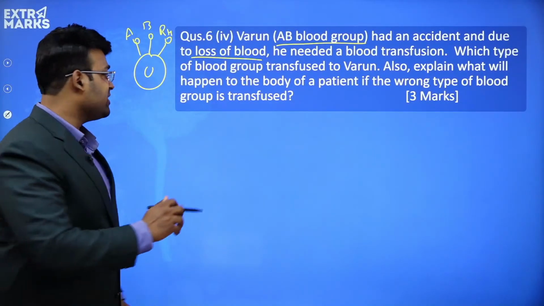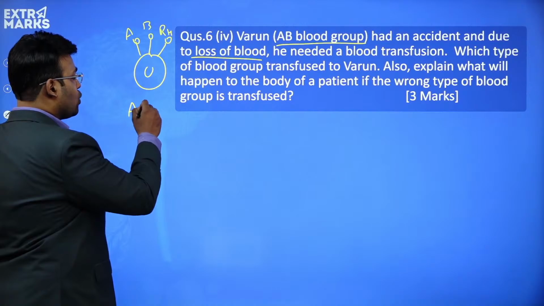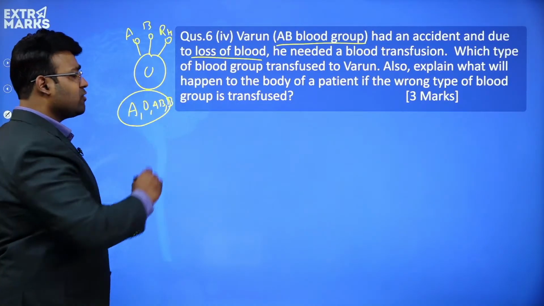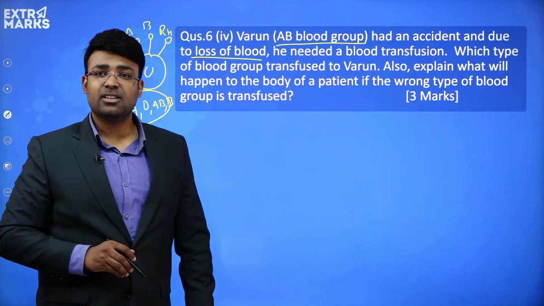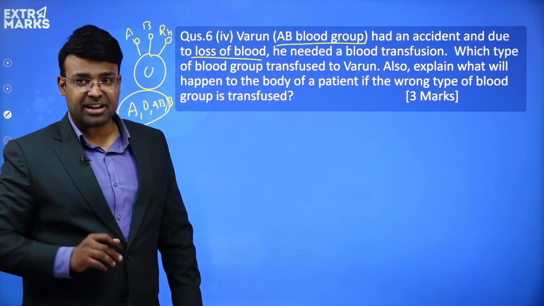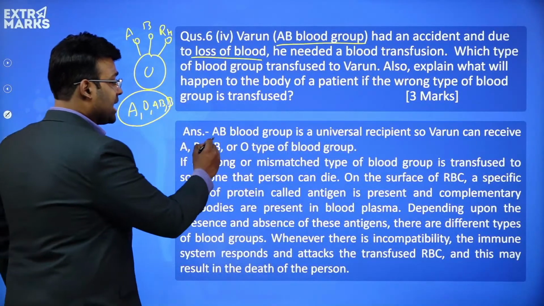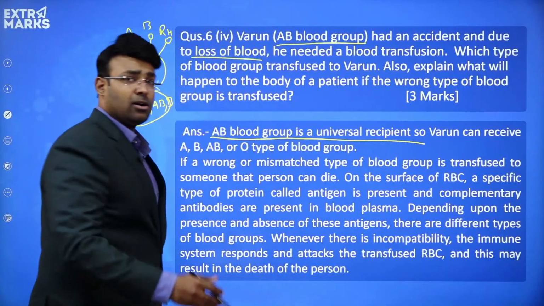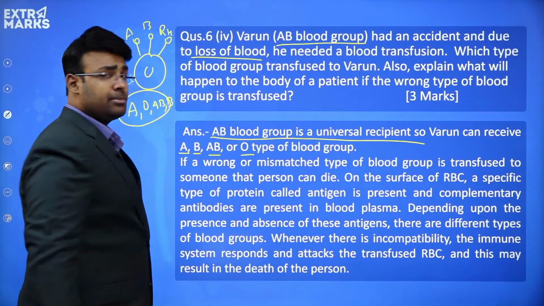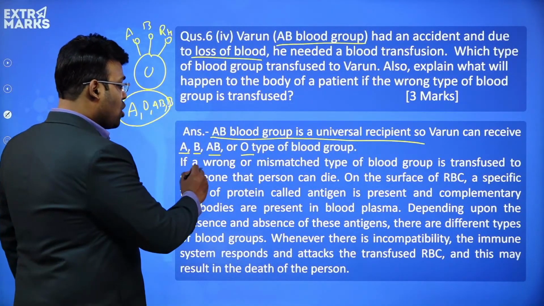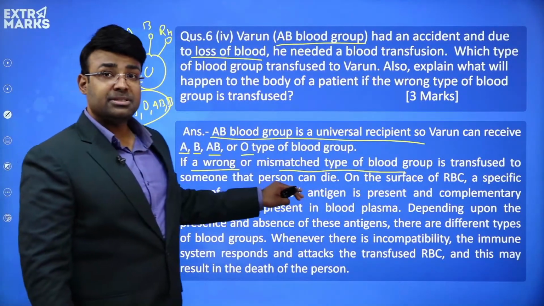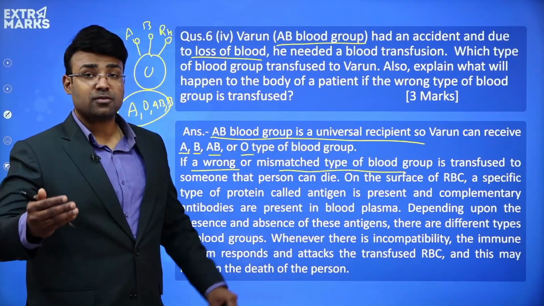In this case, Varun does not have any antibody in the body. So Varun can receive blood from A, O, AB, B, almost every kind of blood group, unless the blood has some kind of viral infection. So here you can see the AB blood group is the universal recipient or acceptor, and Varun can receive blood from A, B, AB or O type easily. If a wrong or mismatched blood group is transfused to someone, that person can die, as I have said, because of the clumping.